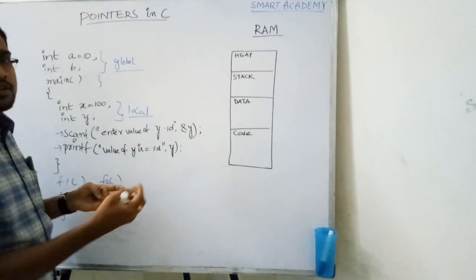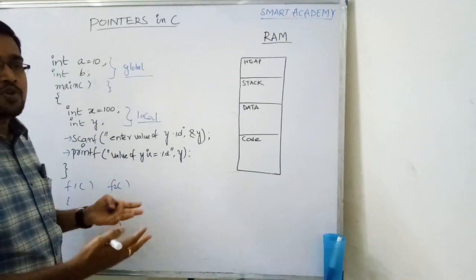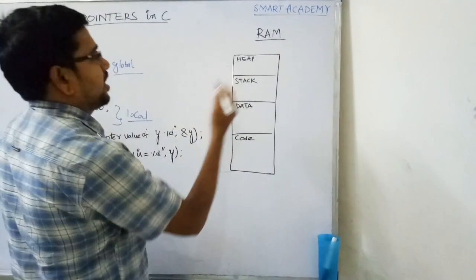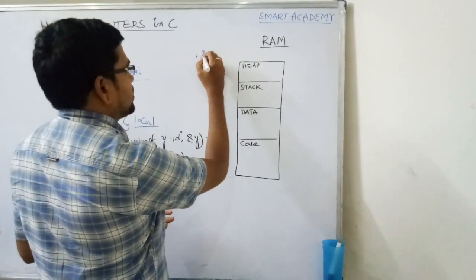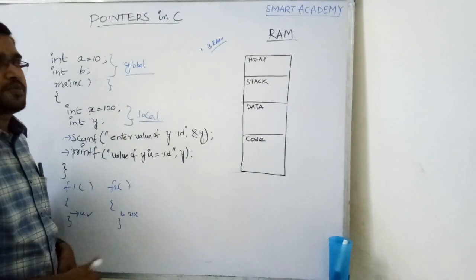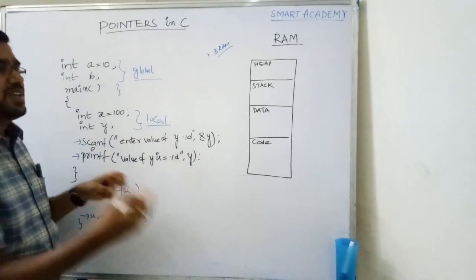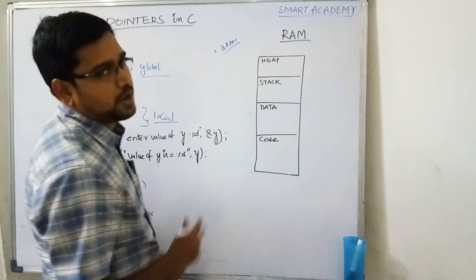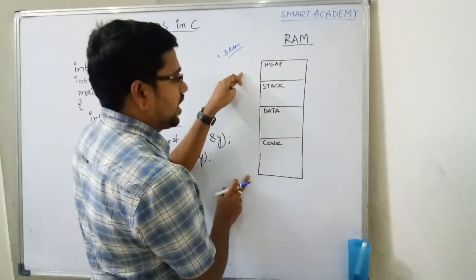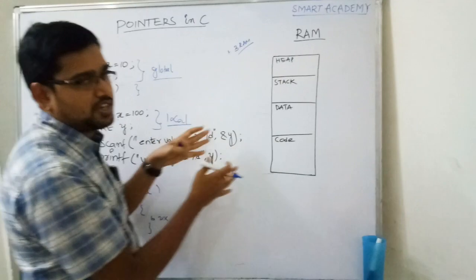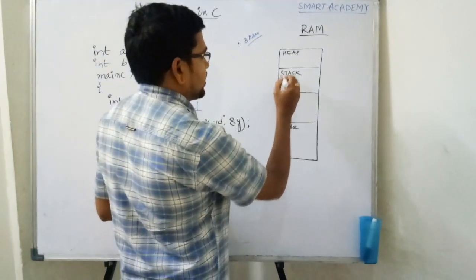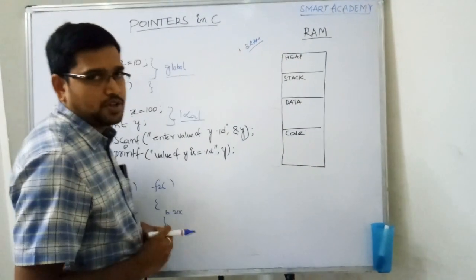When you buy any laptop or desktop, you prefer higher RAM. You say 4 GB RAM or 3 GB RAM, something like that. The higher the RAM, the higher the performance, because all your applications will run inside your RAM. So what is RAM? RAM is typically organized like this, and RAM contains basically 4 sections: code section, data section, stack section, and heap section.